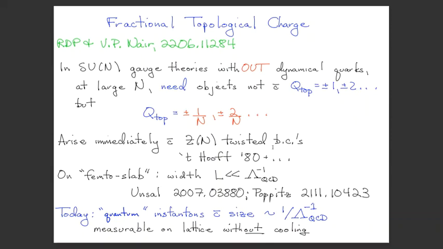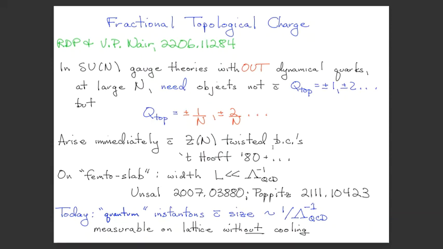In an SU(N) gauge theory without dynamical quarks, we all know semi-classically that you have integral topological charge, but there's a very good reason, which I'll explain, as to why we think you need fractional topological charge proportional to 1/N.